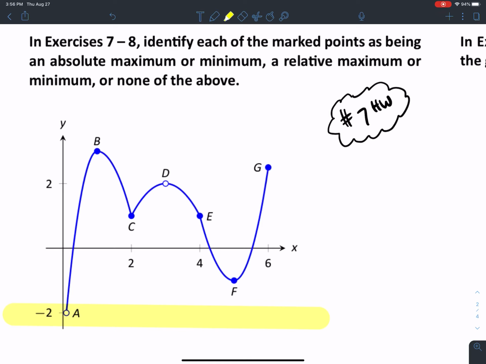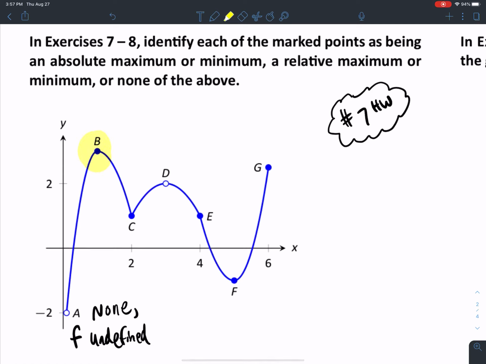Okay, so it would be the absolute minimum here, except for the fact that it's actually undefined at the A value. So if I try to plug anything in, it's just undefined. So there's no relative max, relative min, absolute max, or absolute min.